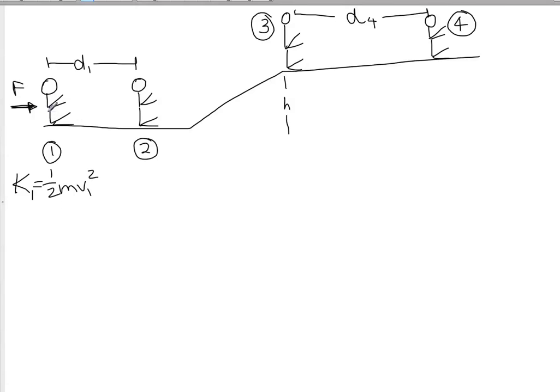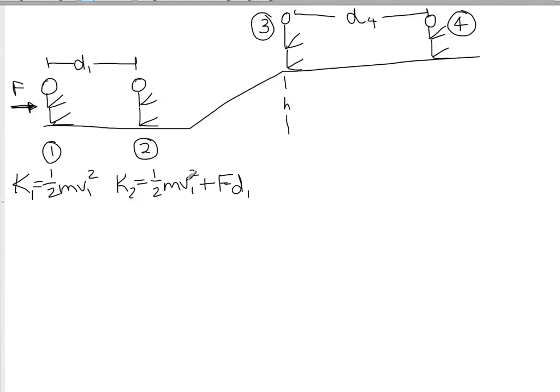In between position 1 and position 2, he's going to gain kinetic energy because work is being done on him by this force. So the amount of kinetic energy he has at position number 2 is going to be equal to how much he had before plus the additional kinetic energy he got because of the work. And work is force times distance times the cosine of the angle between them. But in this case, the angle is 0, so cosine is 1. So I can just add up the kinetic energy he had before plus how much work was done on him to increase his kinetic energy.